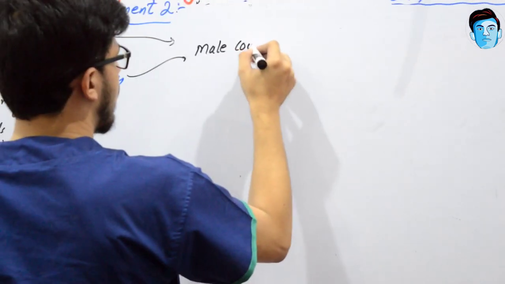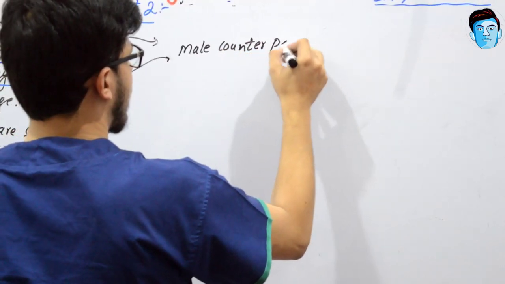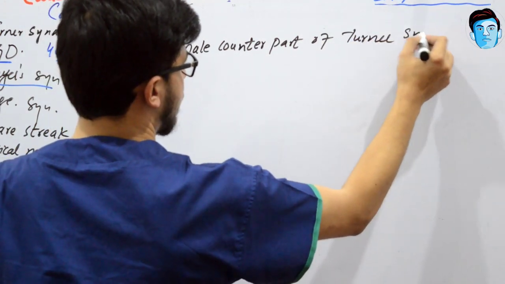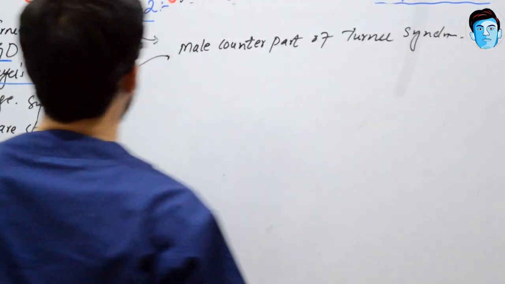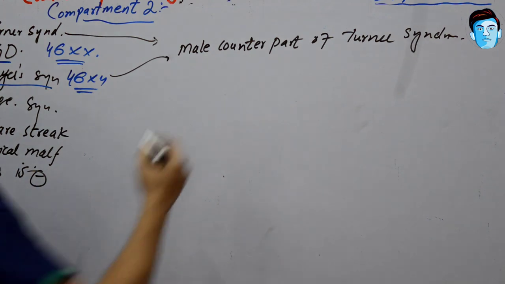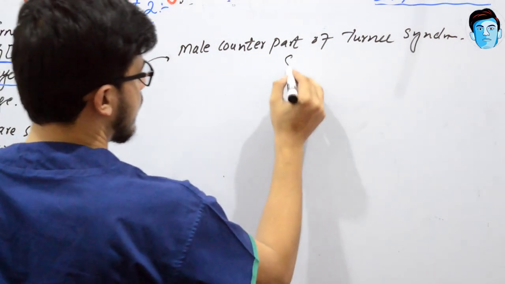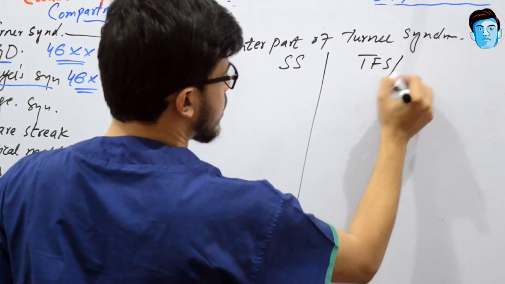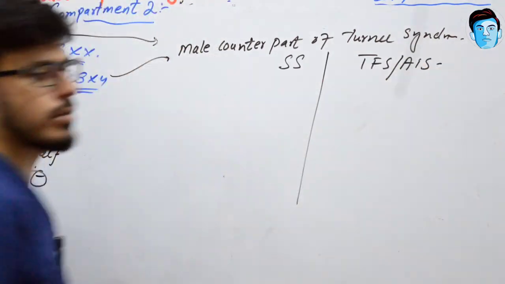It is a male counterpart of Turner syndrome. Now, there are some important points to differentiate Swyer syndrome from the testicular feminization syndrome. How would you differentiate that? That is Swyer syndrome, and there is testicular feminization syndrome, which is also called androgen insensitivity syndrome.